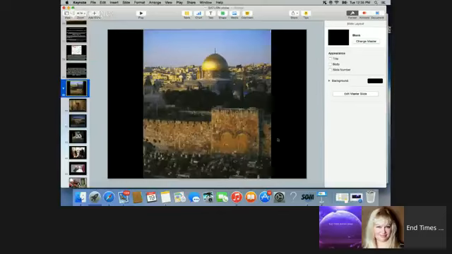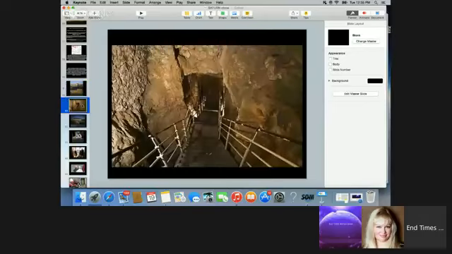This wall is connected to the cave underneath, and I do believe that there is part of the cave that they say is collapsing. And here are some stairs that go down to the Zedekiah cave.